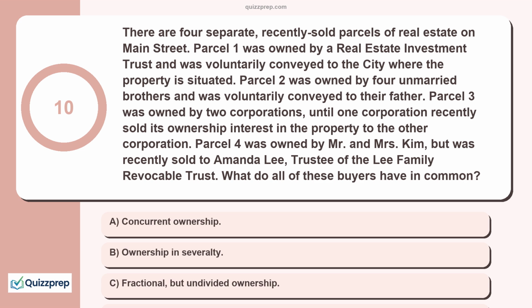Question 10. There are 4 separate, recently sold parcels of real estate on Main Street. Parcel 1 was owned by a real estate investment trust and was voluntarily conveyed to the city where the property is situated. Parcel 2 was owned by 4 unmarried brothers and was voluntarily conveyed to their father. Parcel 3 was owned by 2 corporations, until one corporation recently sold its ownership interest in the property to the other corporation. Parcel 4 was owned by Mr. and Mrs. Kim, but was recently sold to Amanda Lee, trustee of the Lee Family Revocable Trust. What do all of these buyers have in common? Concurrent ownership, ownership in severalty, fractional but undivided ownership, right of survivorship.